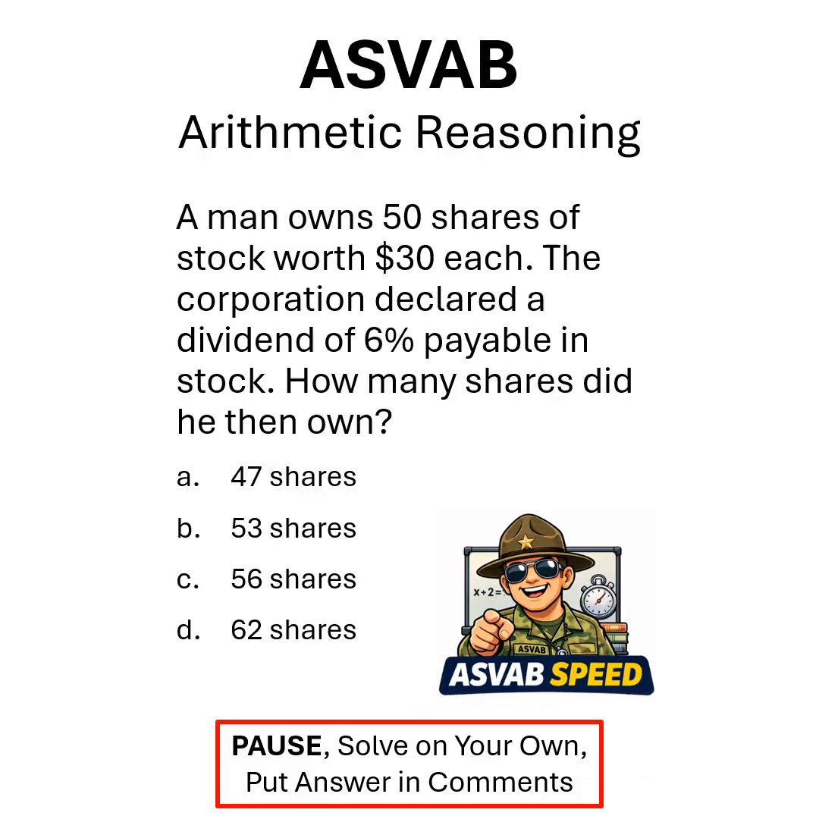Let's begin. Arithmetic reasoning. A man owns 50 shares of stock worth $30 each. The corporation declared a dividend of 6% payable in stock. How many shares did he then own? Remember to pause, solve on your own, and put answers in the comments.